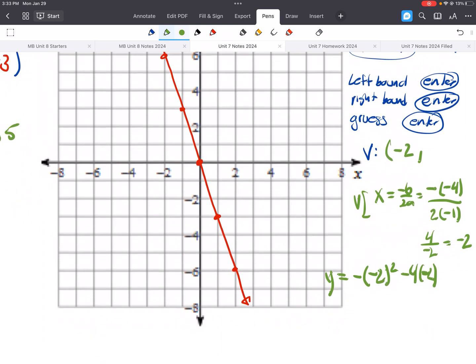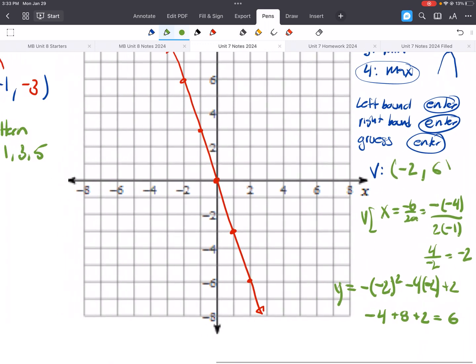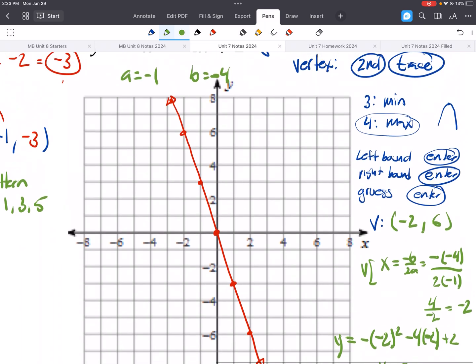Plus 2. So this should give you negative 4 plus 8 plus 2. So I think that will end up giving you 6. So that would be our vertex. It would be negative 2, 6.